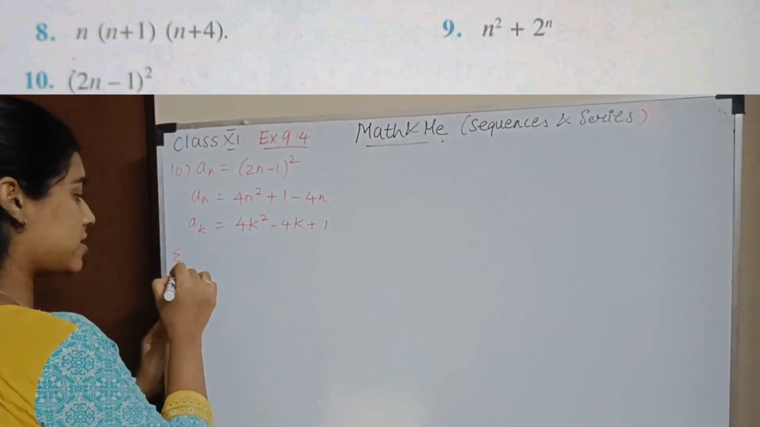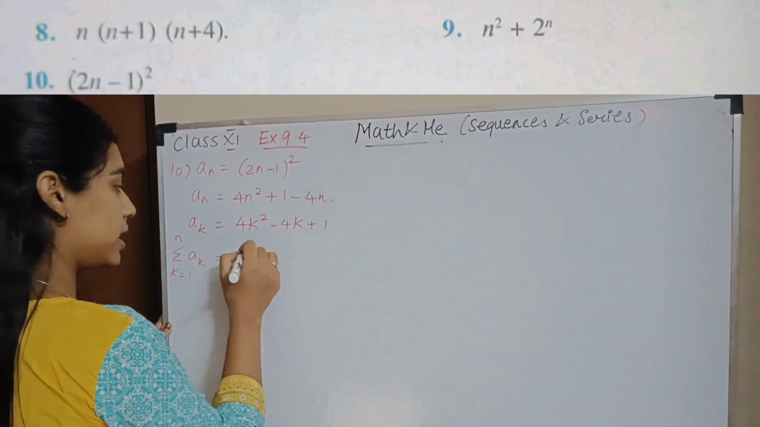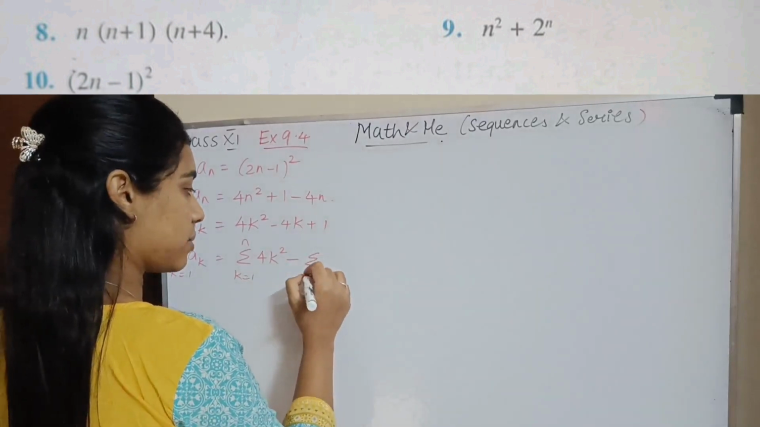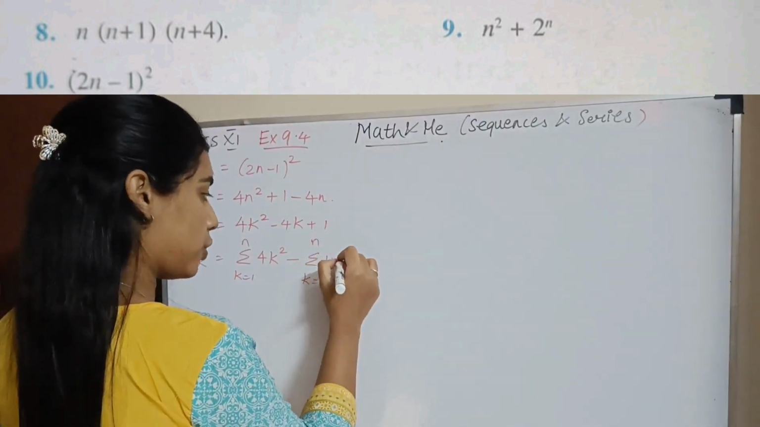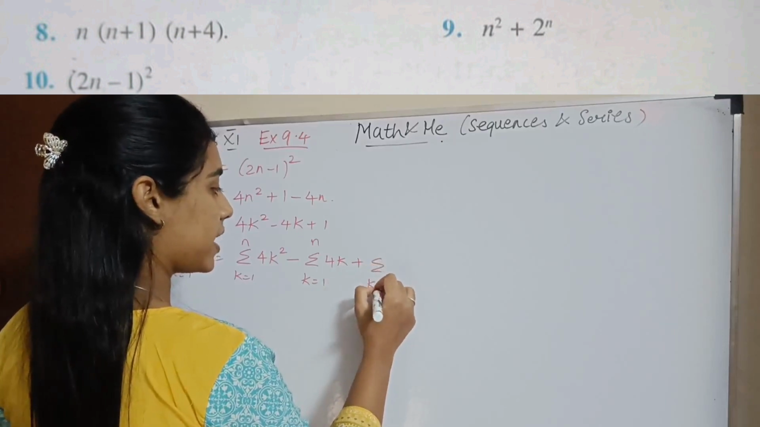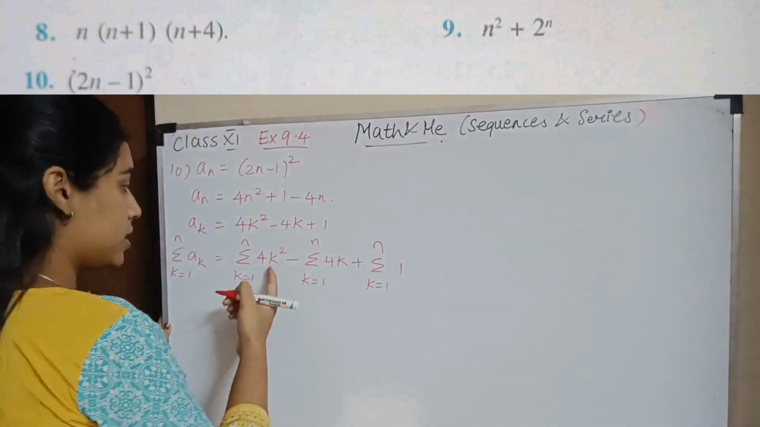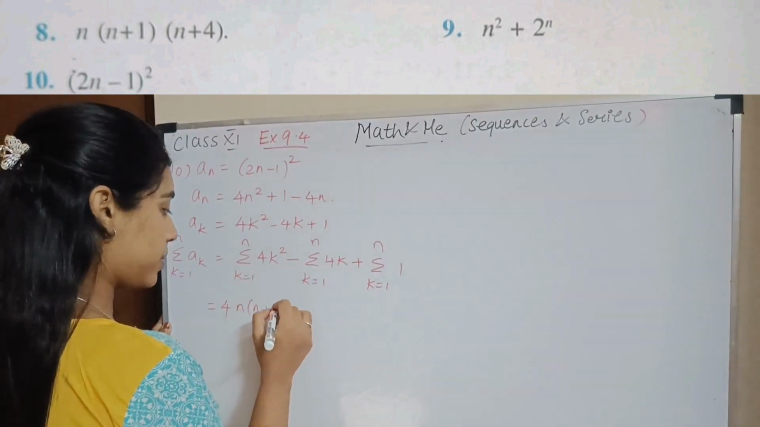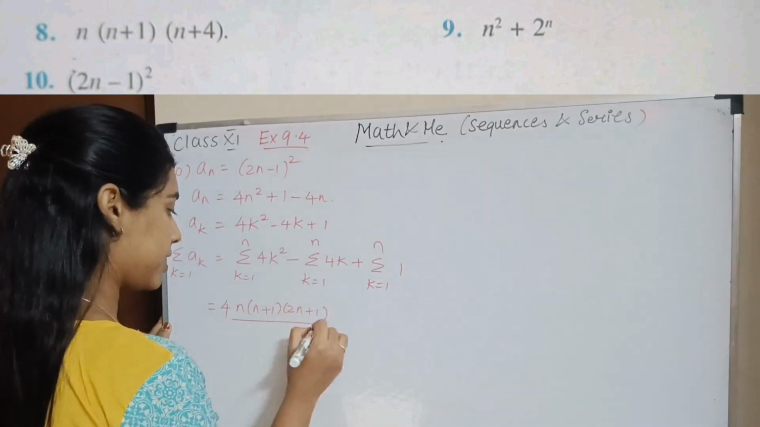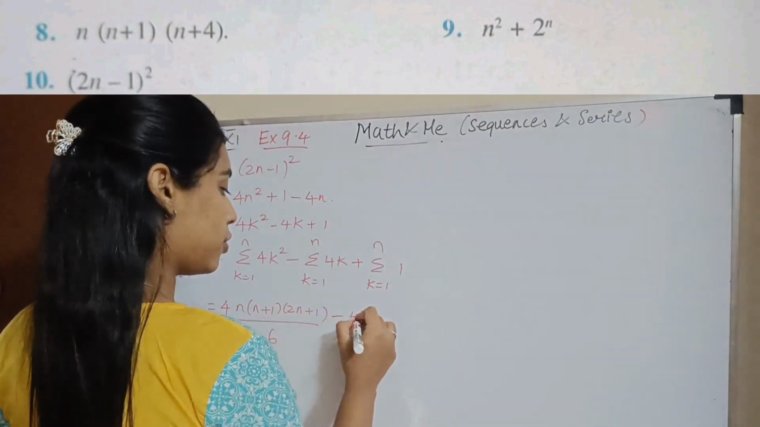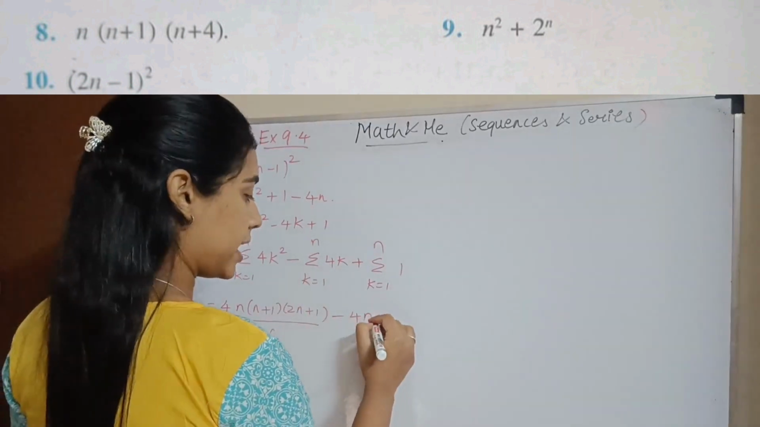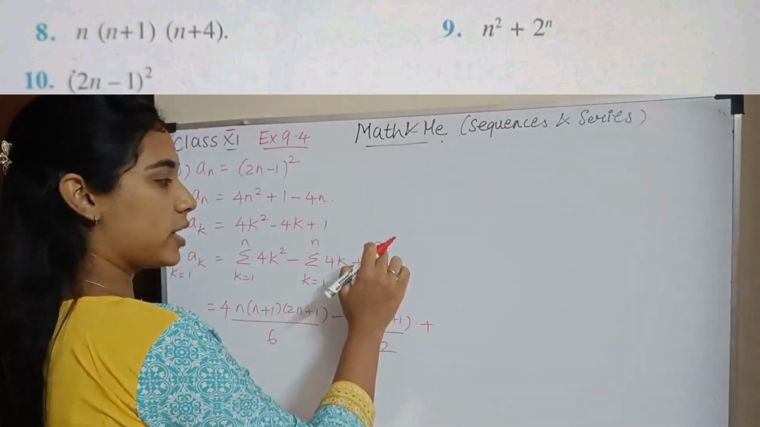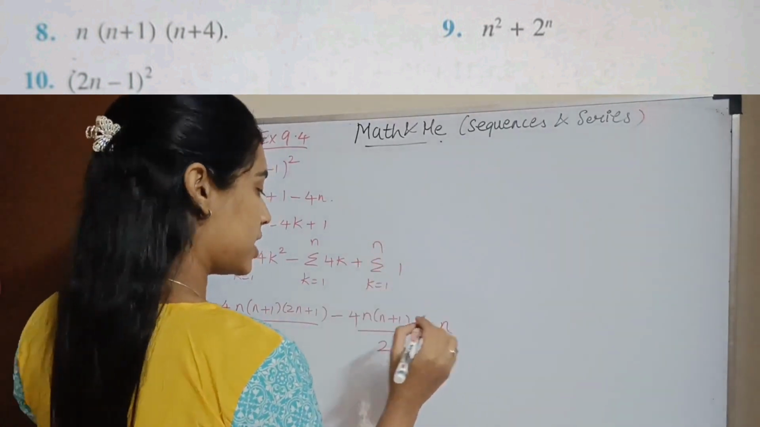Taking summation on both sides, I have k equals 1 to n of ak equals summation of k equals 1 to n of 4k square minus summation of k equals 1 to n of 4k plus summation of k equals 1 to n of 1. So another 4 comes outside. Summation of k square is n into n plus 1 into 2n plus 1 divided by 6 minus 4 times summation of k is n into n plus 1 divided by 2 plus summation of 1 to n times another 1 into n, which is n.